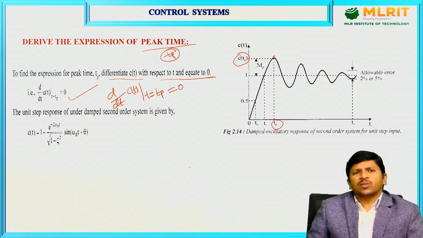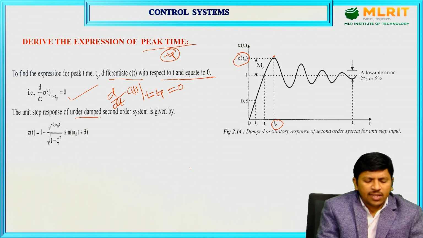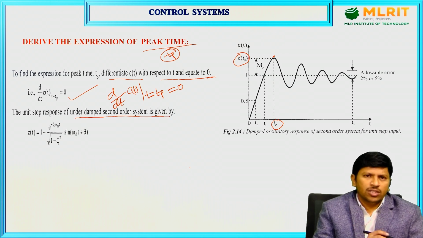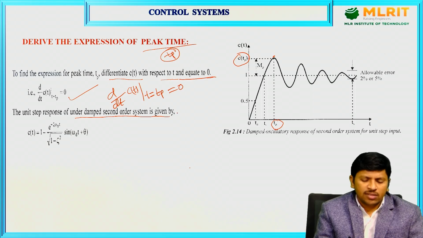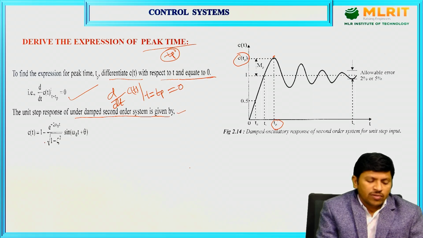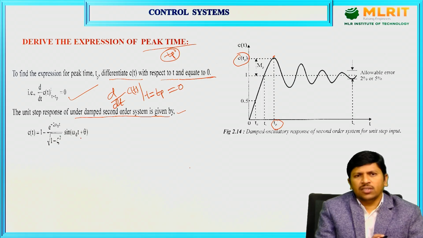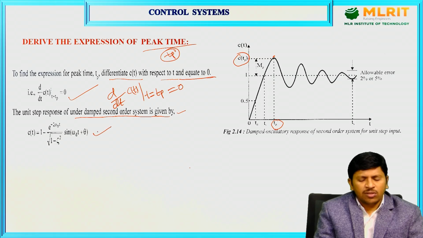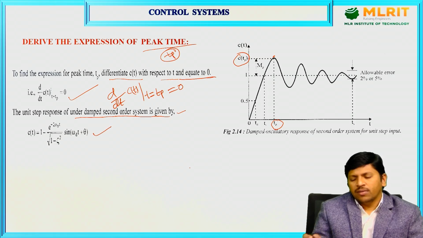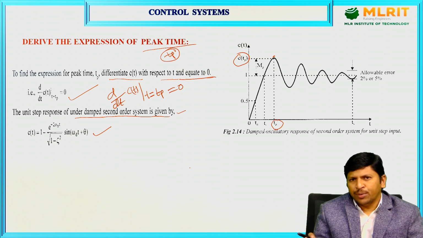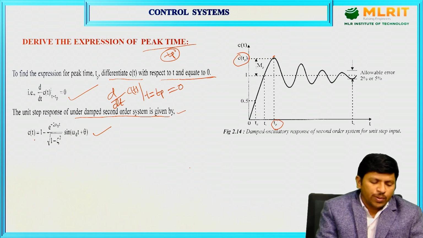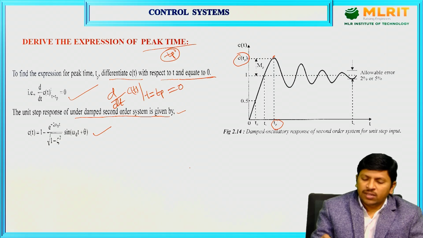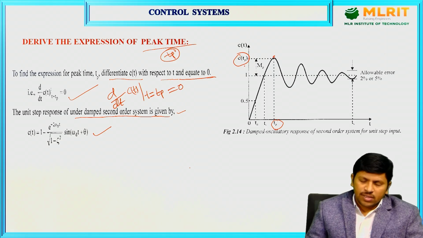The unit step response of an underdamped second order system is given by c of t equals to 1 minus e power of minus zeta omega t by under root 1 minus zeta square sin of omega dt plus theta. You should remember this one. This is the response of the underdamped second order system. This figure is the graph of the underdamped second order system for unit step input, from this peak time tp is nothing but c suffix tp.